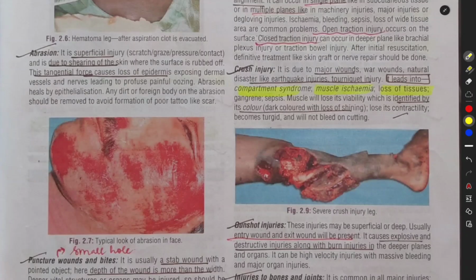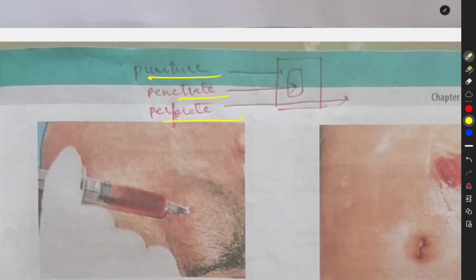Then the next type of wound is abrasion wound. These are just superficial injuries and it is due to the shearing of the skin. The tangential force causes loss of epidermis, exposing the dermal vessels and nerves, leading to profuse painful oozing. Puncture wound just causes a hole on the underlying skin.